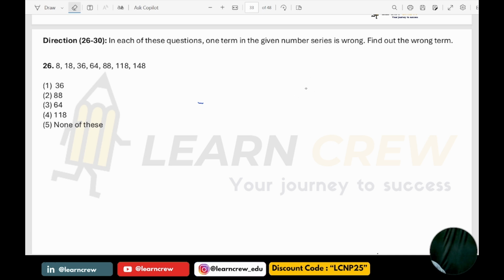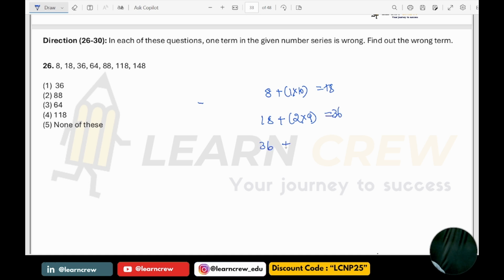Eight plus 1 into 10 is 18. 18 plus 2 into 9 is 36. 36 plus 3 into 8, 36 plus 24 is 60. 64 is wrong. 60 plus 4 into 7 is 88. Correct. So 64 is the wrong term.